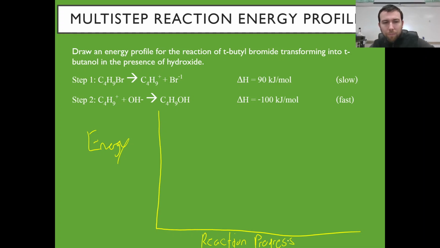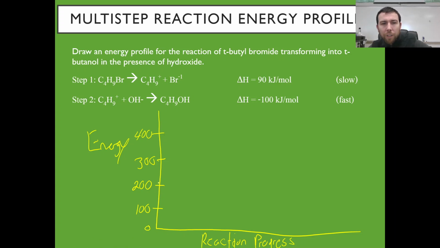And so we're going to have 0. I'm going to do this in increments of 100: 100, 200, 300, 400. I think that's probably sufficient, right? And so the first thing that we note is that the first step is a slow step. So we should draw this so that it has a higher activation energy, is going to be a slow step, but the overall energy change is 90 from start to finish, right?